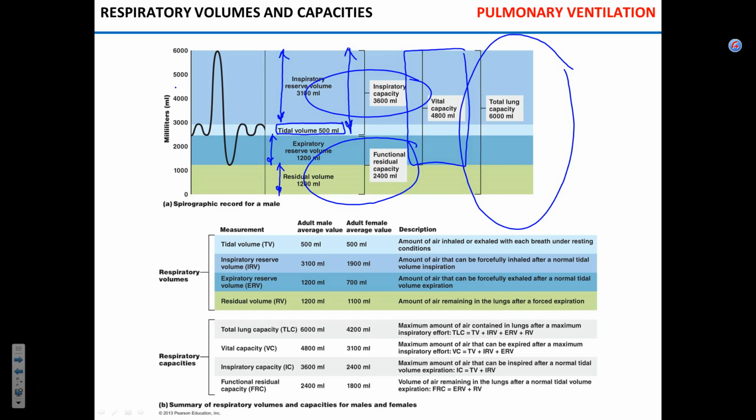So I will ask you about the volumes and the capacities. For volumes, it's basically matching the name, the description with the name of the term. For capacities, I may give you something like, what is vital capacity? I'll give you several options. This plus this plus this. That plus that plus that. Does that make sense? You have to match it.